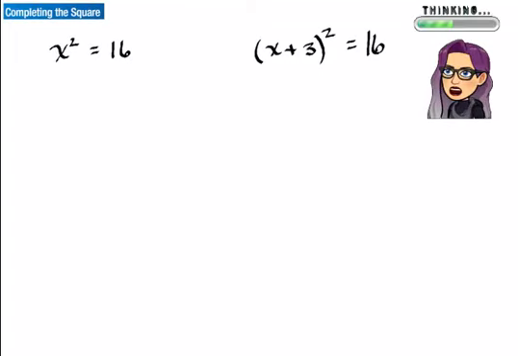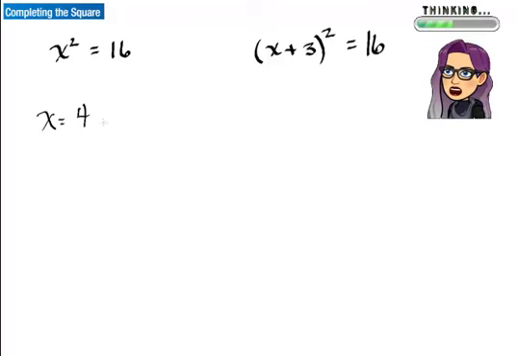We're going to be looking at completing the square today. So let's look at our first problem that we have listed here. We have that x squared equals 16. If I think about this one, the obvious answer would be that x equals 4, because 4 times 4 is 16.